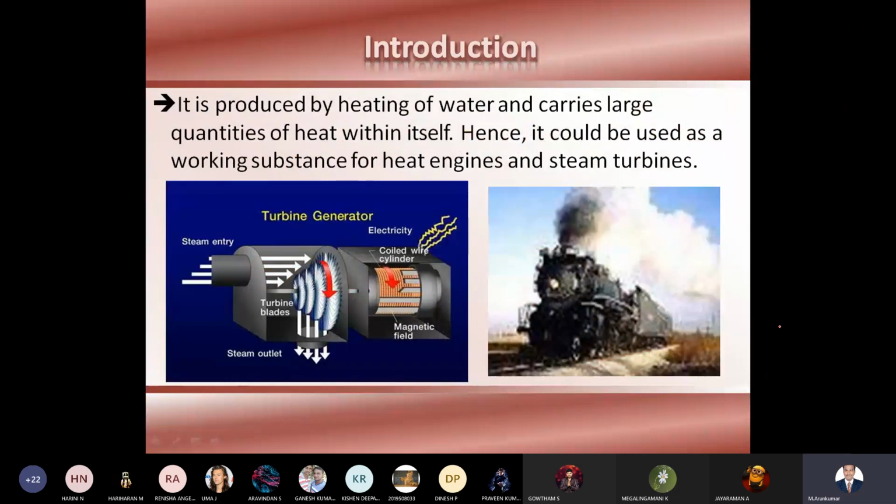Then it is produced by heating of water, that you know very well, and carries a large quantity of heat within itself. Hence it could be used as a working substance for heat engines and steam turbines. So where do we use steam? We use steam in heat engines and steam turbines also. This is our example of a heat engine. Then this is an example of steam turbines. So in olden days, rail engines were run by steam.